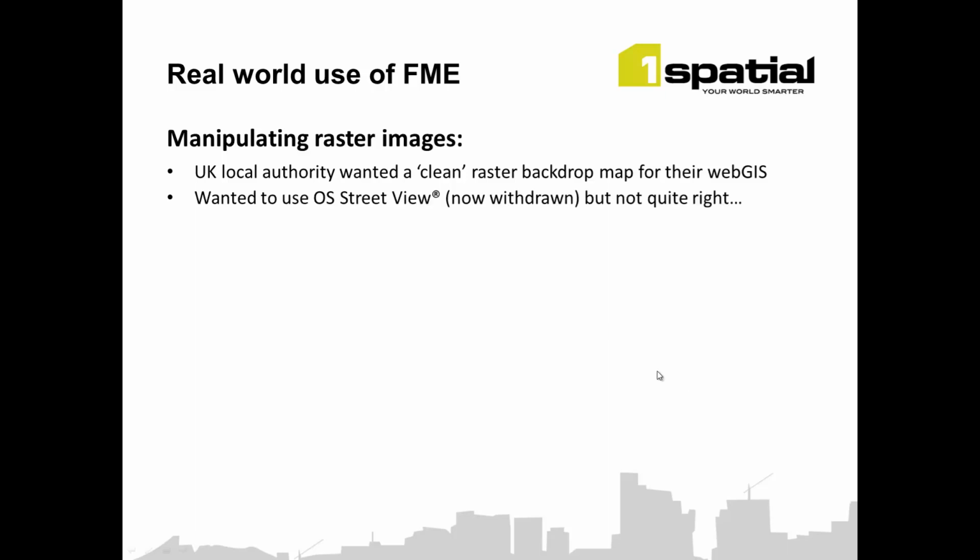At the time, they decided they would like to use OS Street View. That product doesn't exist anymore; it's been withdrawn. It was close to what they wanted, but it wasn't quite what they needed. They decided that they'd use a transformer in FME called the raster cell value replacer, and the way that the imagery was defined, it was quite easy for them to effectively remove buildings and clean up, make that data set less busy. Effectively, that was what they were looking to do.